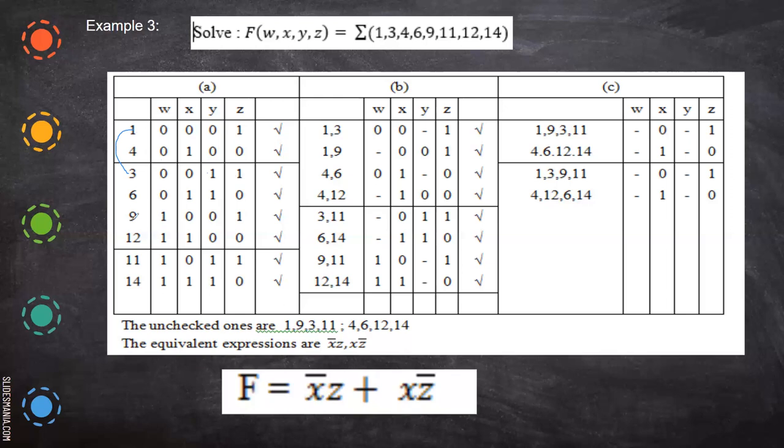Then we take 1 and 9. Here there is a change, 0 to 1, whereas here 0 to 0, then 0 to 0, no change, 1 to 1. So we can now consider 1 and 9. Only this one changes, all the others remain the same. So you can write 0, 0, 1, and then this 0 to 1 change you write as an underscore.